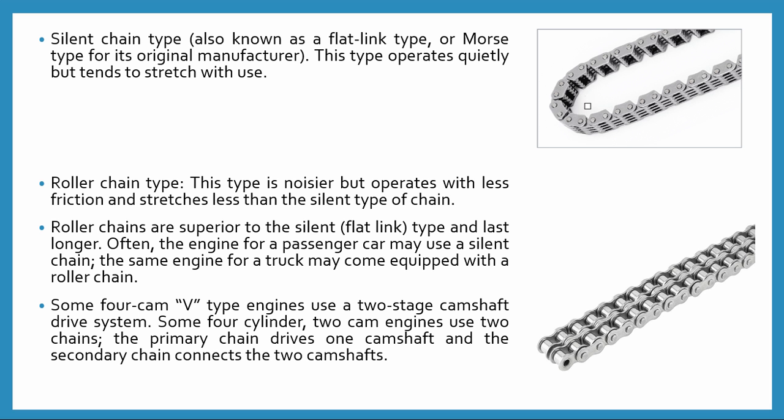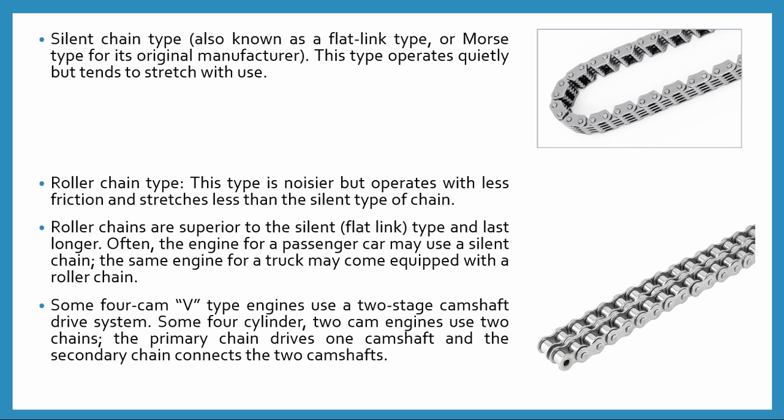This is a picture of a silent type chain. This silent type chain is also known as the flat link type chain or the Morse type chain. This type basically operates quietly, but it tends to stretch with use.